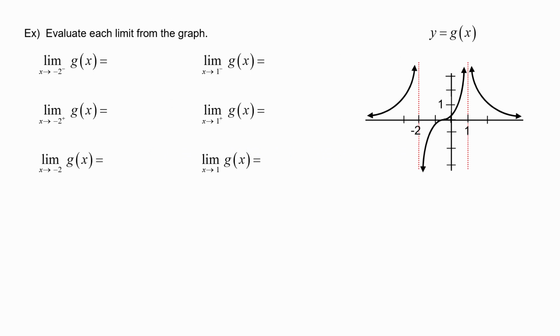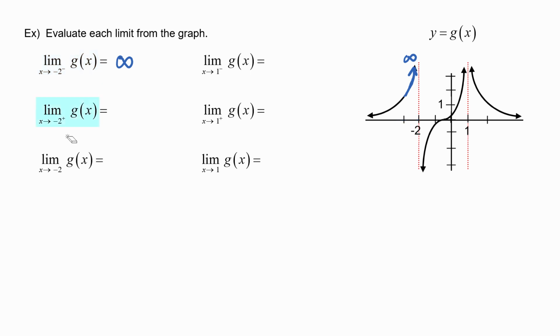In this example, evaluate each limit from the graph. We are given this graph of y equals g of x. First, we must find the limit as x approaches negative 2 from the left of g of x. As x comes into negative 2 from the left, we can see that the y values of the function are approaching positive infinity. So that means this limit is positive infinity.